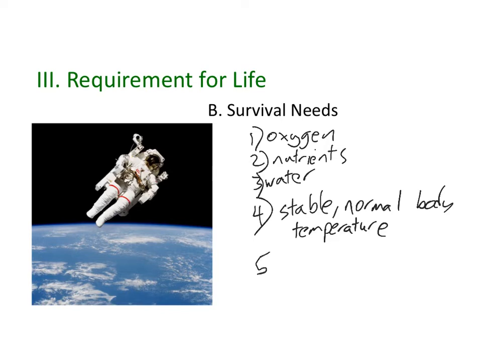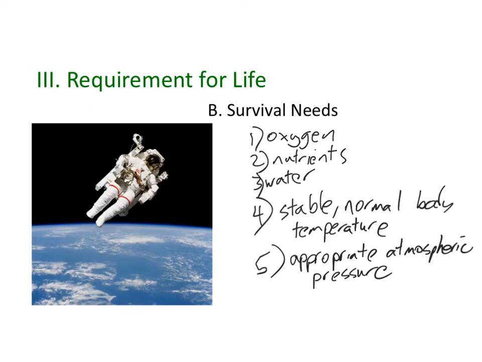And then the final one of these, this is one that also space is a good illustration for, is that we need to have appropriate atmospheric pressure. So basically we have to keep our body at the right pressure to allow us to absorb enough oxygen, which we will talk about when we get to the respiratory system.